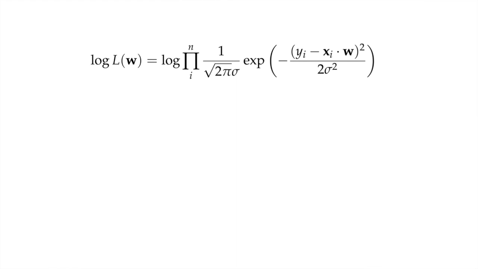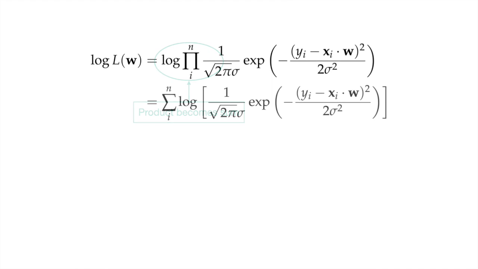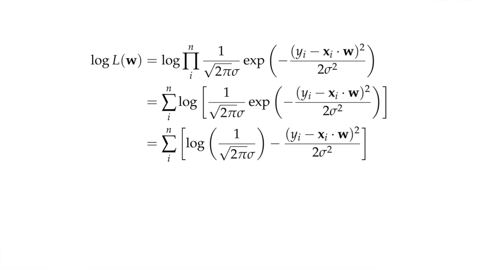Well, taking the logarithm, we first convert the product into a sum. If we look at this expression inside the brackets, 1 over root 2 pi sigma, that's just a constant factor which can move outside of the logarithm as a constant offset. This exponentiation term in the middle will disappear, and the exponent will just become a factor in the expression. So we wind up with a summation that looks like this.